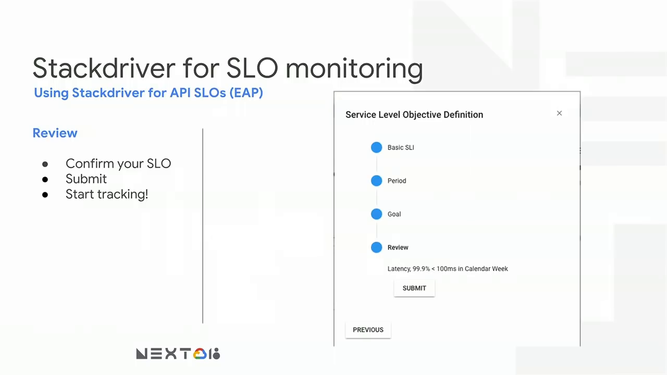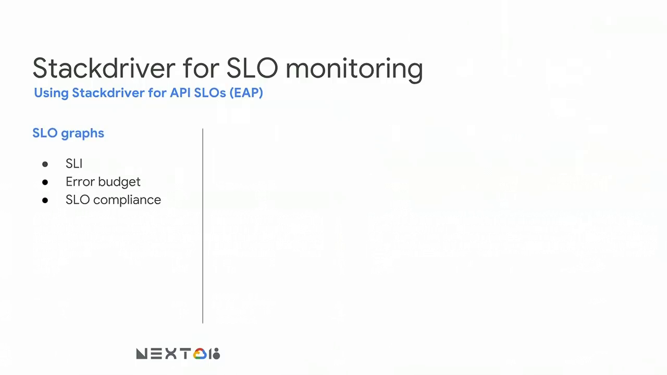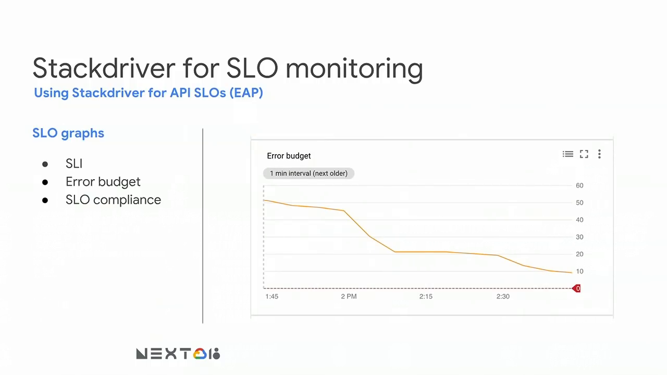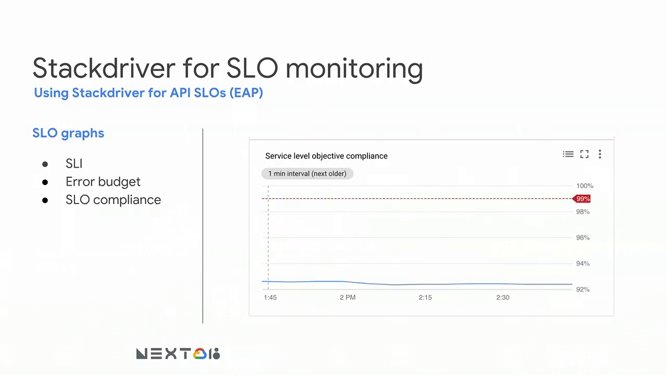And then we have a review where we confirm that it looks right. We submit, and we start tracking. So once we're tracking our SLO within Stackdriver monitoring, this is what it looks like. We get 3 graphs: availability, in this case in the calendar week, and it shows us what our SLO target is. We have our error budget and how we're doing. And we have our SLO compliance. So in this case, we're not doing so great. Nope, not doing well at all.